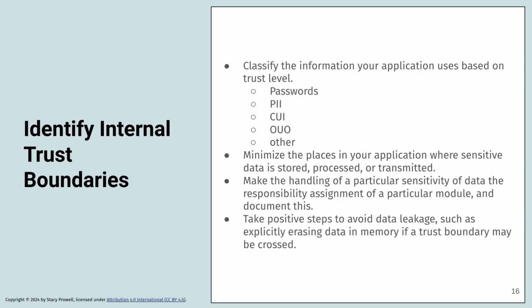So classify the information in your application based on the trust level. There could be passwords. Those are pretty sensitive. Personally identifiable information, official use only stuff, maybe even classified stuff. You have to be aware of what this stuff is in order to make the right kind of decisions, and then document those decisions so that you and others who come after you are aware of the decisions that have been made. Minimize the places in your application where sensitive data is stored, processed, and transmitted.